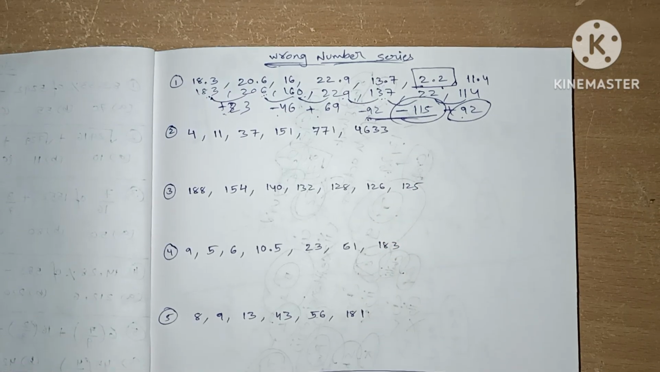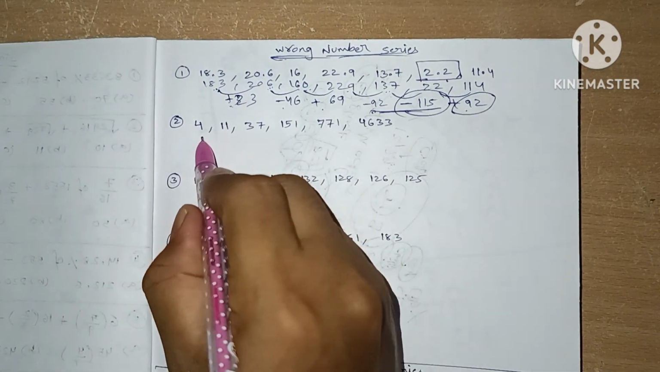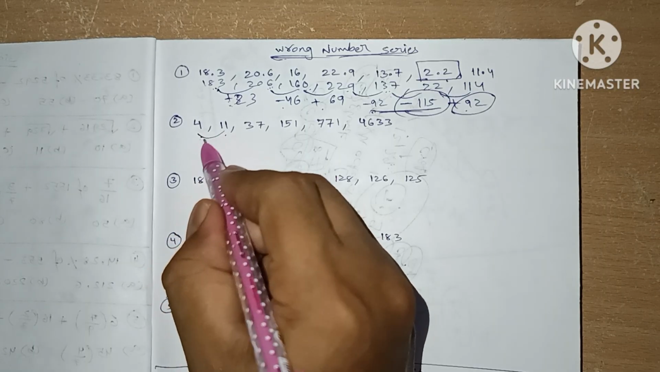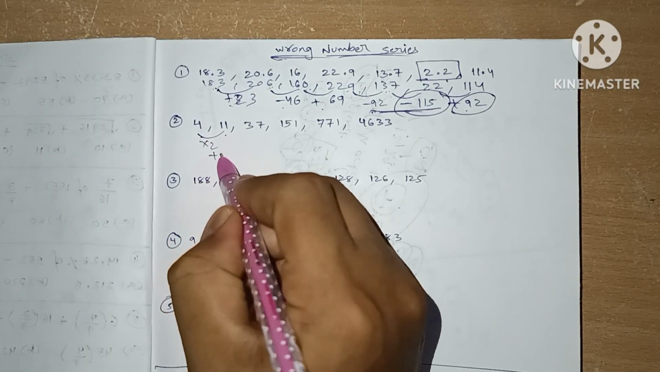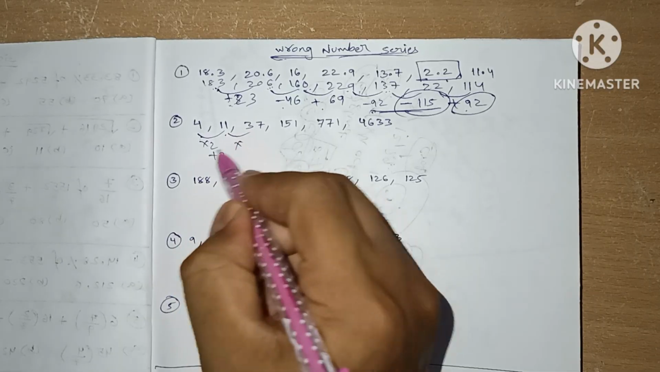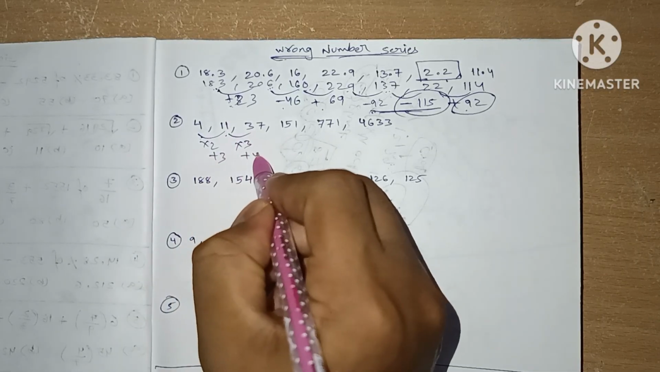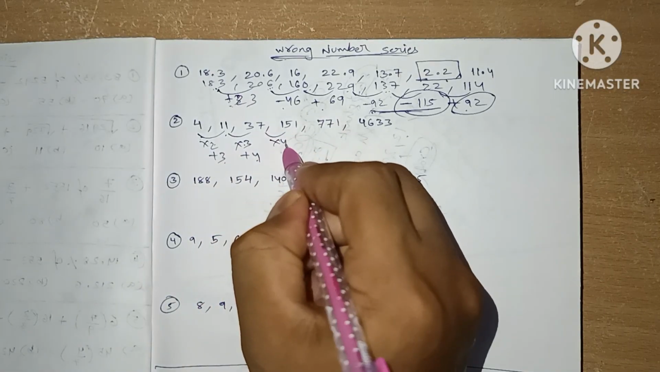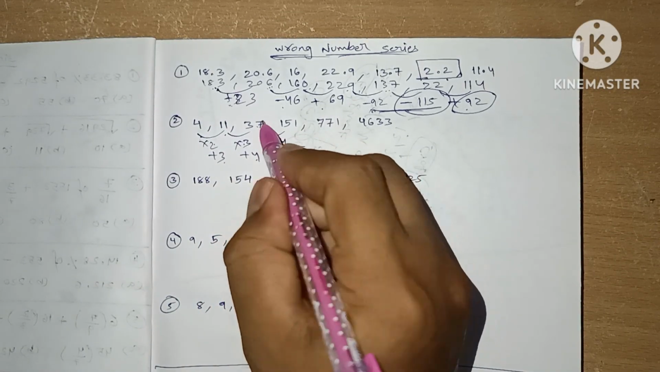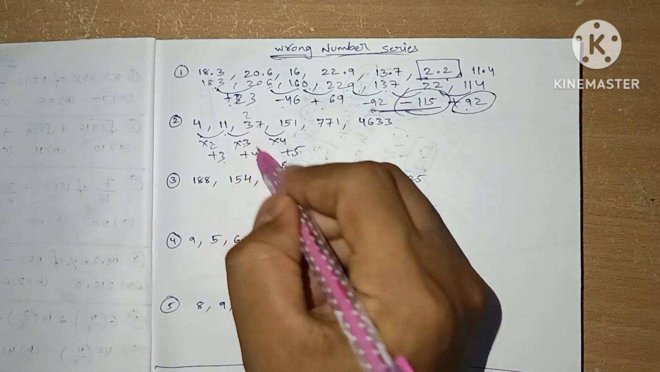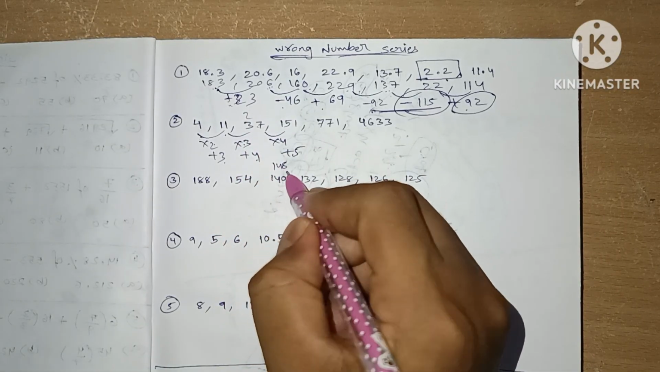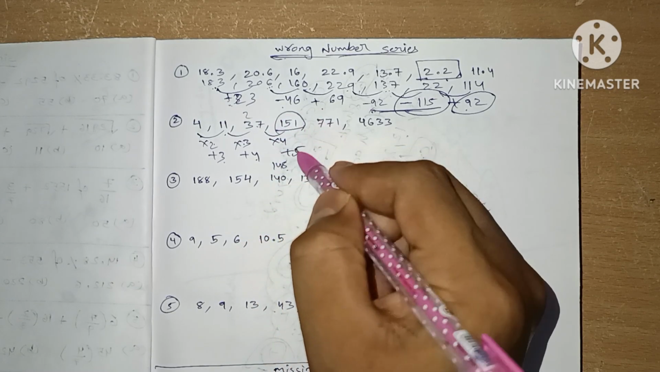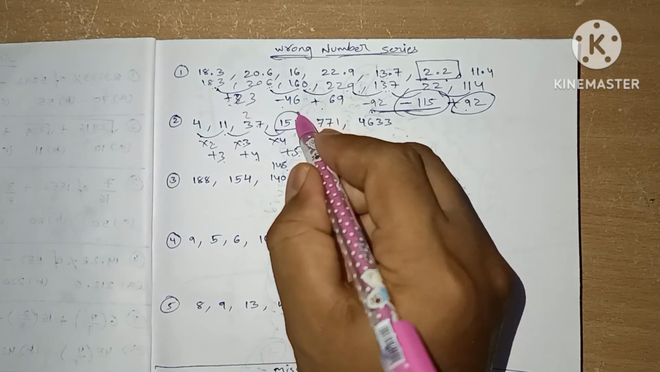Next, second question. Here we see 4 and 11, nearly into 2 times, which is 8 plus 3. Here it is into 3 times 3, 3 plus 4. So into 2 plus 3, into 3 plus 4, it must be into 4 plus 5. 7 4 times is 28, 12 and 2 is 14, 148 plus 5, which will be 153.